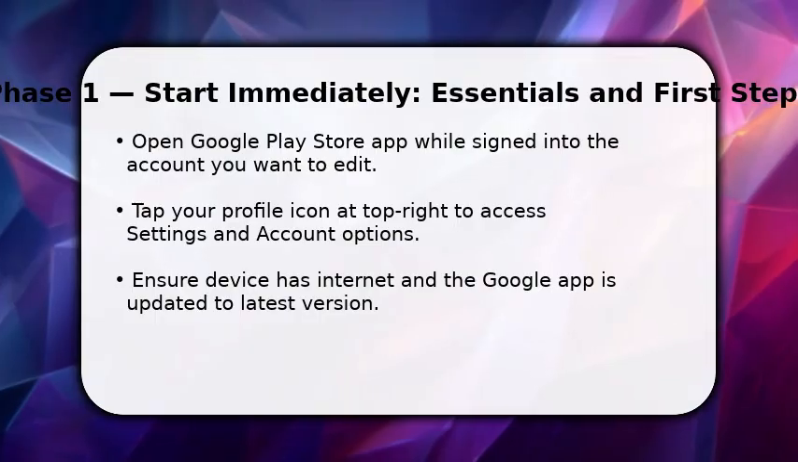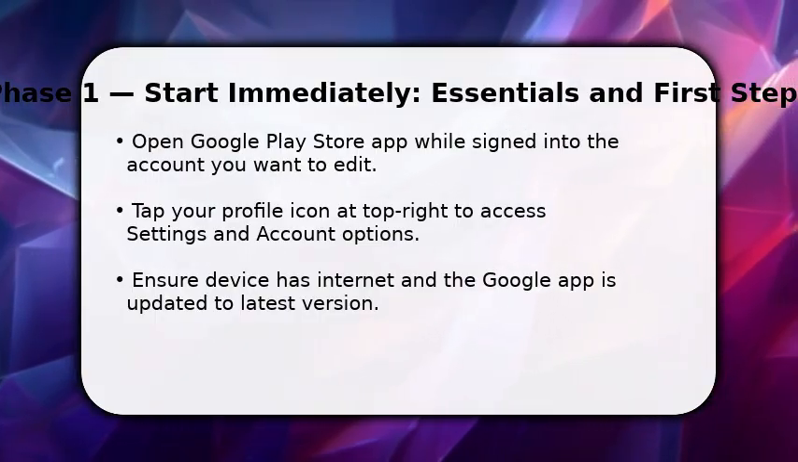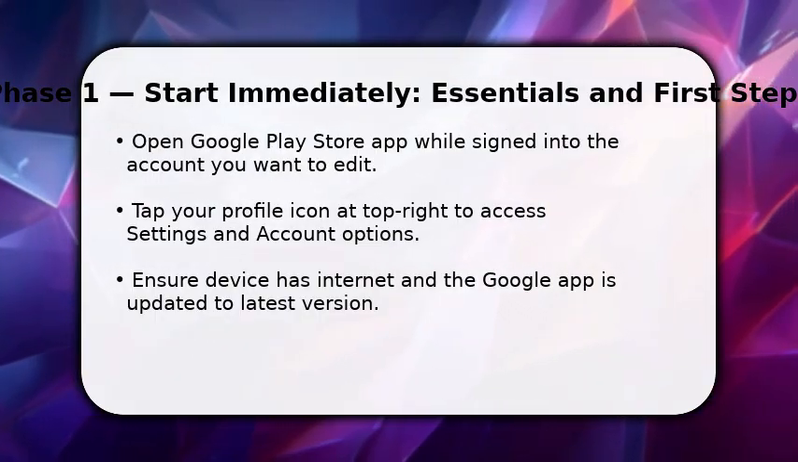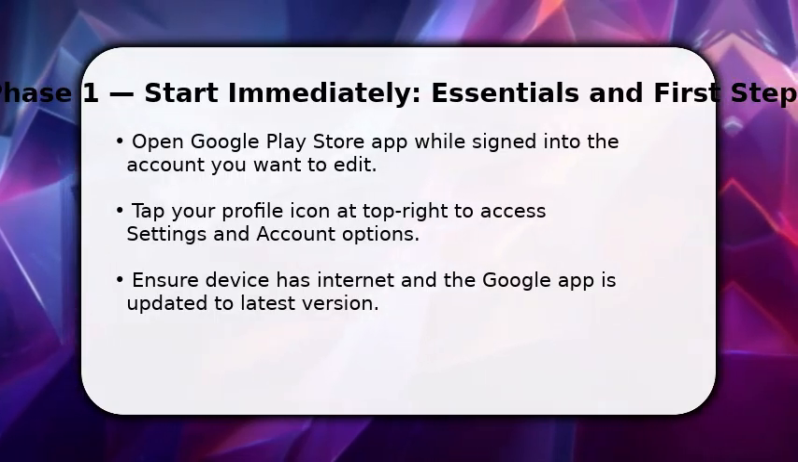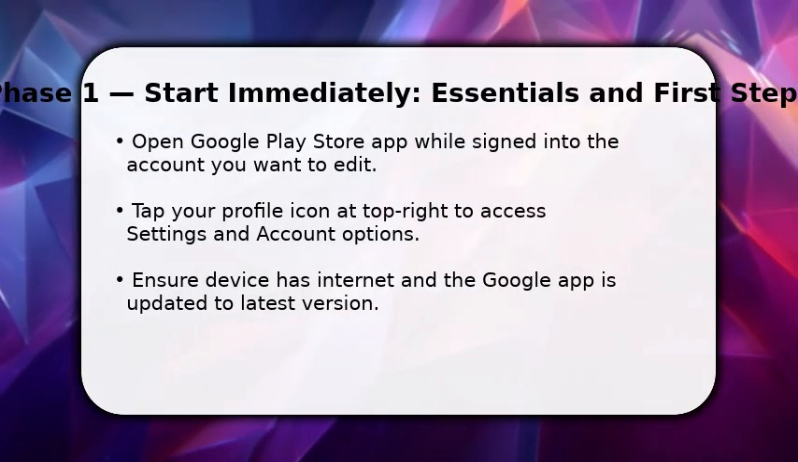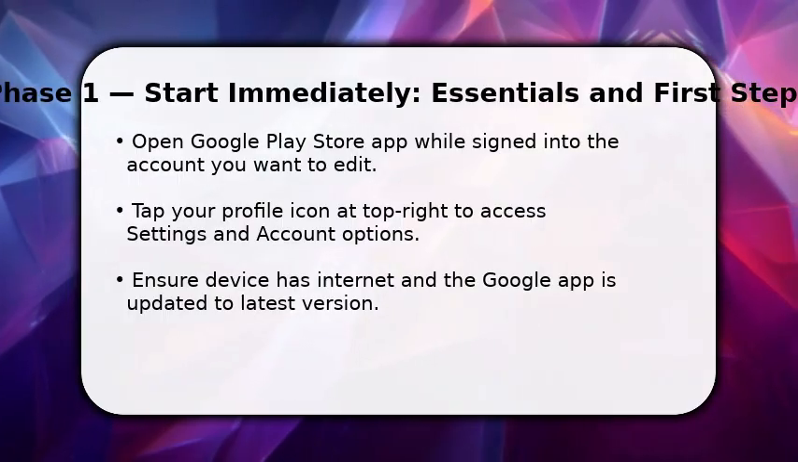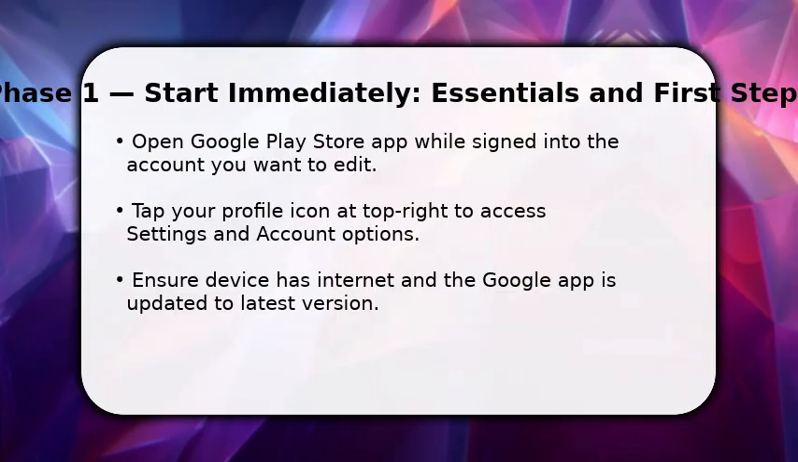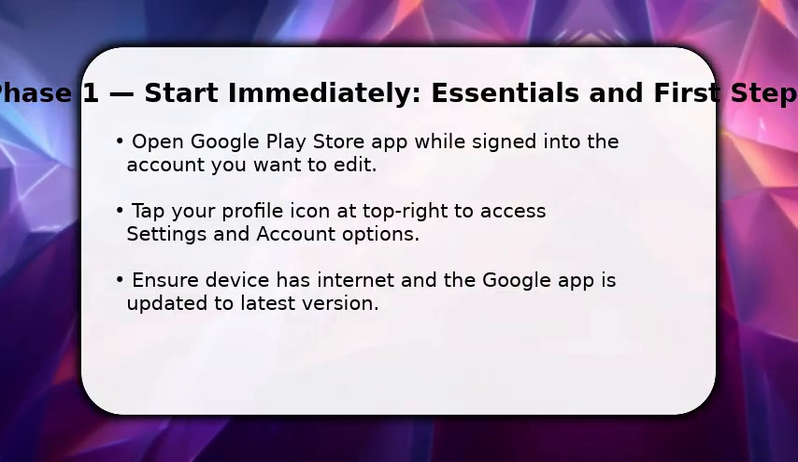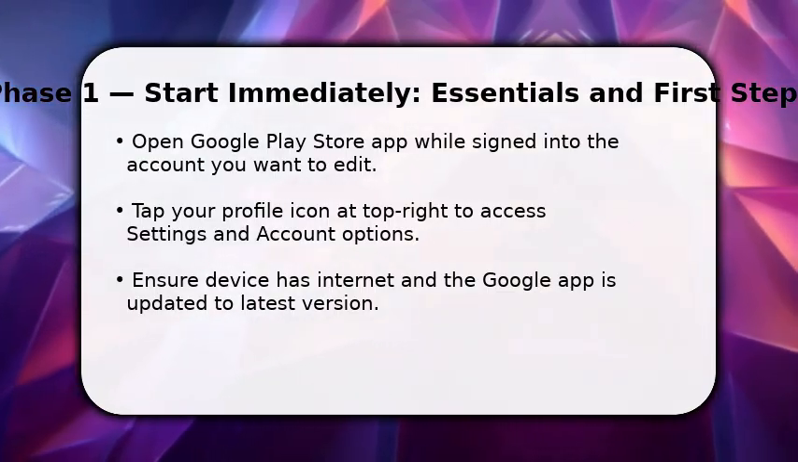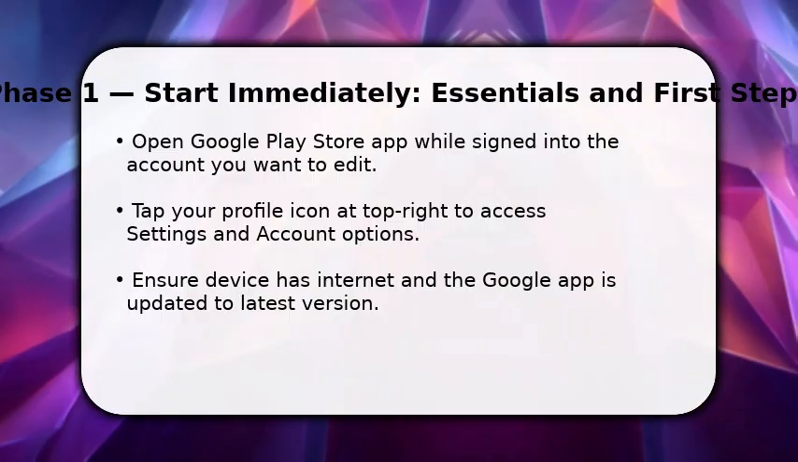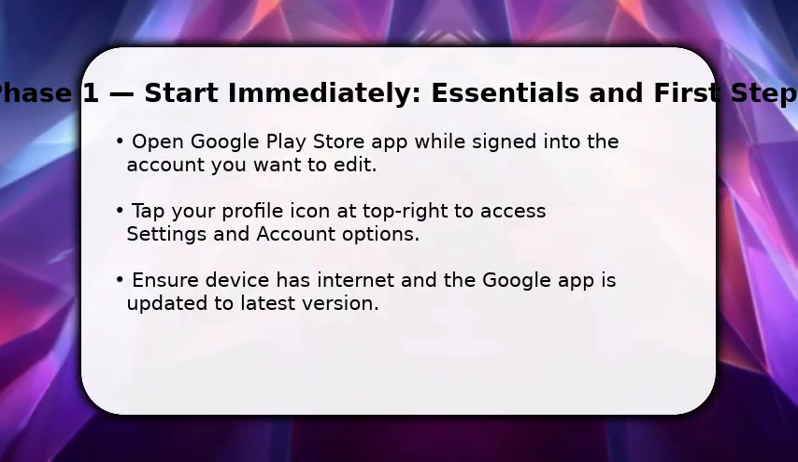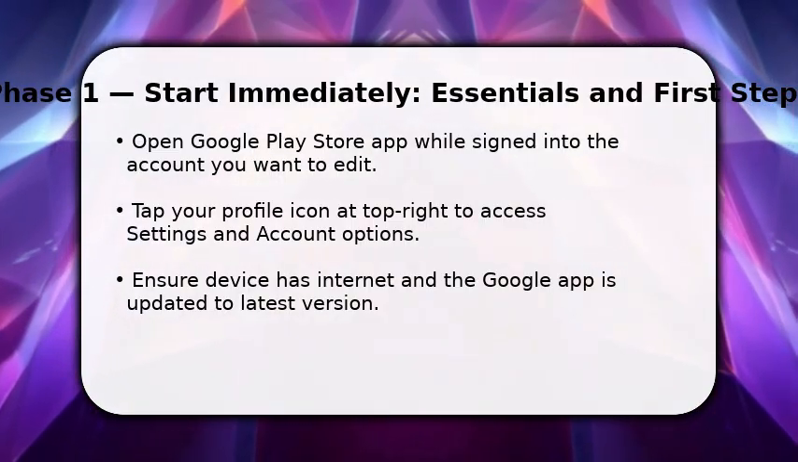You start by opening Play Store while signed into the exact Google account whose search history you want removed. Tap your profile icon in the top right. This accesses settings and account controls you need. Once done, choose Settings, then General or Account and Device Preferences, depending on your version, because these areas hold activity controls. Make sure your device is online and the Play app is updated. Otherwise, the options may be different or missing.